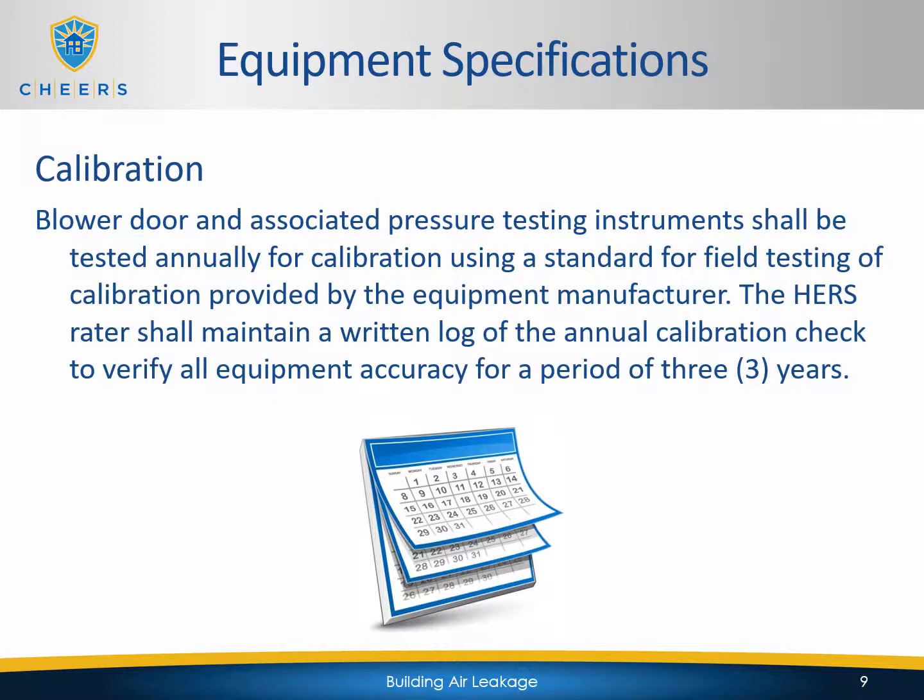In the back of your CHEERS manual, you'll find a section that has to do with equipment field calibration. And those are the calibration procedures for both the duct blaster and the blower door, for the Minneapolis and Retrotech equipment. In addition to that, we're going to go through those procedures further during the field training as well.